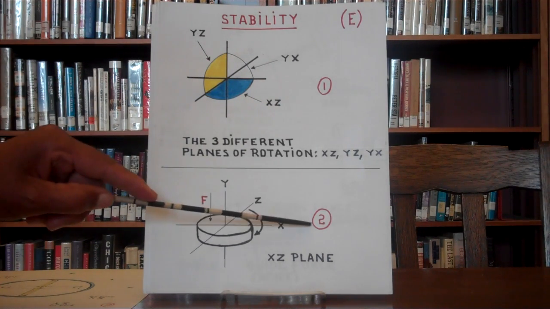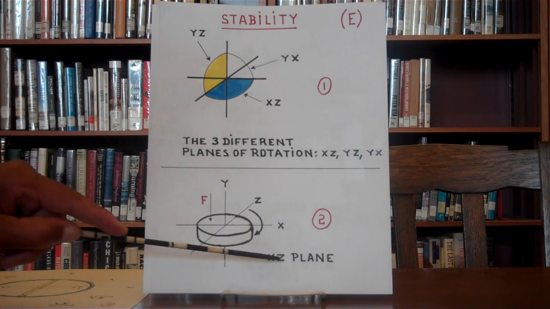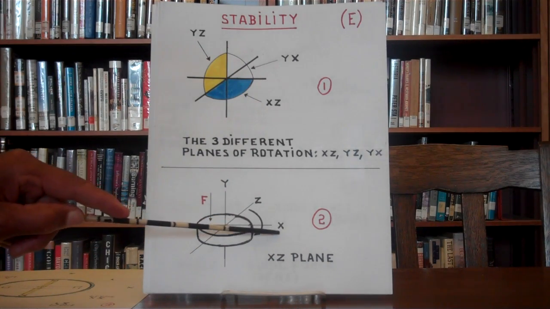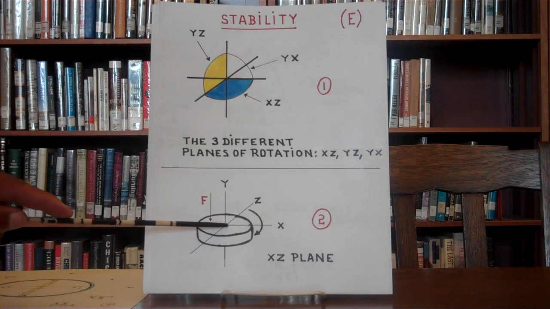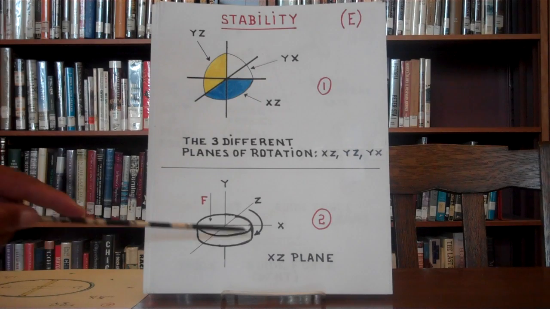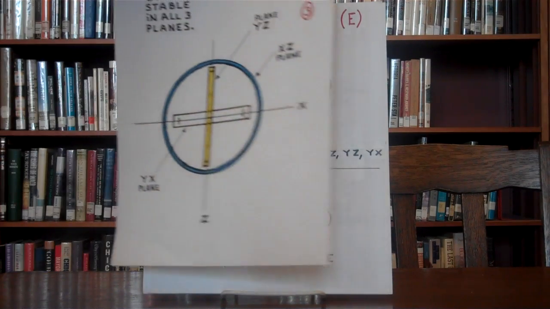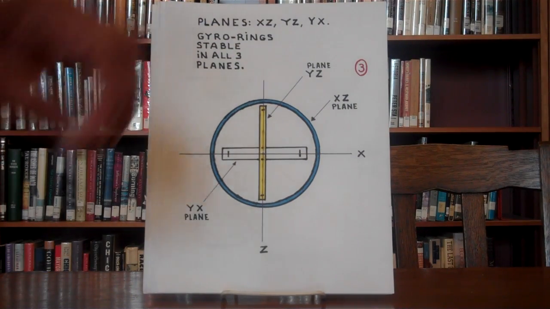Now, number 2. It takes a force to move a disc out of its plane of rotation because it has momentum force. This particular disc is in the XZ plane. The X, here's the Z plane, and the X plane. It takes a force to move it out of that plane. Now, we will go to number 3. Number 3.